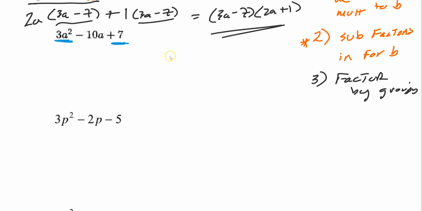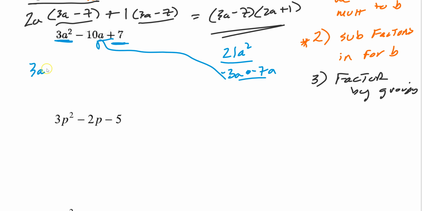So I'll multiply these together. Step 1. I'm going to get 21A squared. And the combination gives me negative 10. So that's negative 3A and negative 7A, I should say. Two negatives make a positive, and they need to add to get negative 10. So these two. Plug it in for the middle. So I'm going to get 3A squared minus 3A minus 7A plus 7.